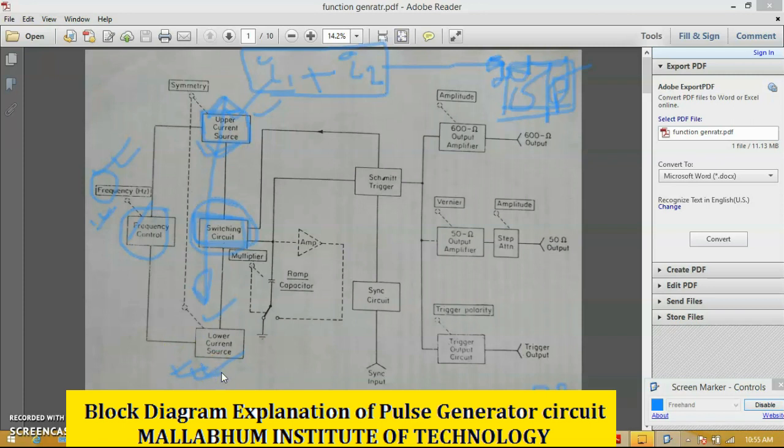Okay, next, after this switching circuit, this is your current output I1 and this is, suppose, the current output I2. Now this current is responsible for charging this capacitor, and this current is responsible for discharging this capacitor circuit. This is the fundamental difference between the upper current source and the lower current source. Next, if this current source is responsible for charging the capacitor, the ramp capacitor voltage is going to increase whenever this current source is on. That is okay.